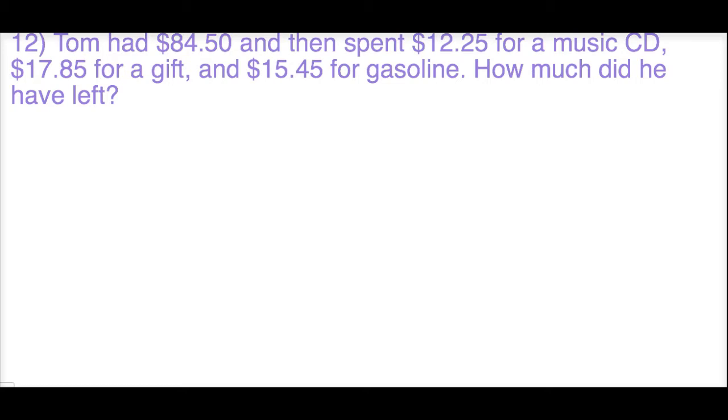All right, getting into some word problems now. So take your time on word problems, make sure you read them carefully and underline keywords, and then double check to make sure you've answered the question appropriately when you finish. So Tom has $84.50 and then spent $12.25 for a music CD, $17.85 for a gift, and $15.45 for gasoline. How much did he have left? There's a couple of ways you can solve this problem. I'm going to find out how much money he spent, and then I'm going to subtract it from how much money he had. So I'm going to take my 3 values that he spent, and I'm going to line them up.